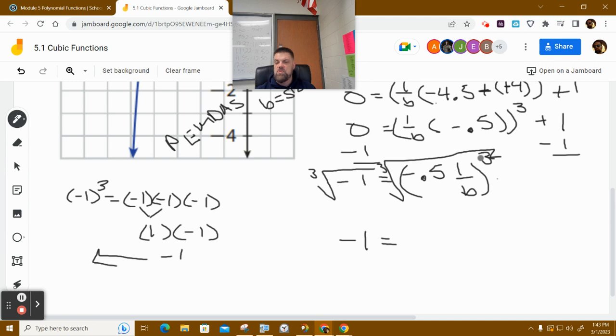Okay? Now on the other side, I could separate this. When you take the cube root of a cube, they undo each other, so you're just left with -0.5 times the quantity 1 over b. So you divide by -0.5 on both sides.